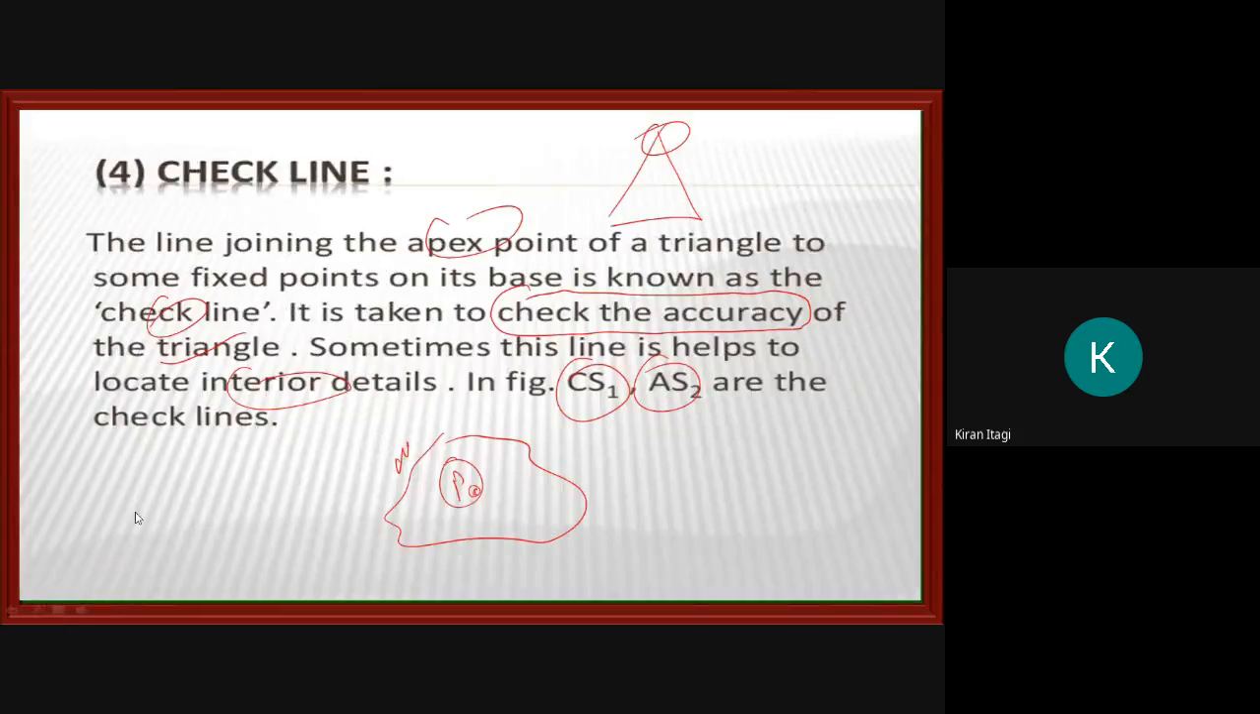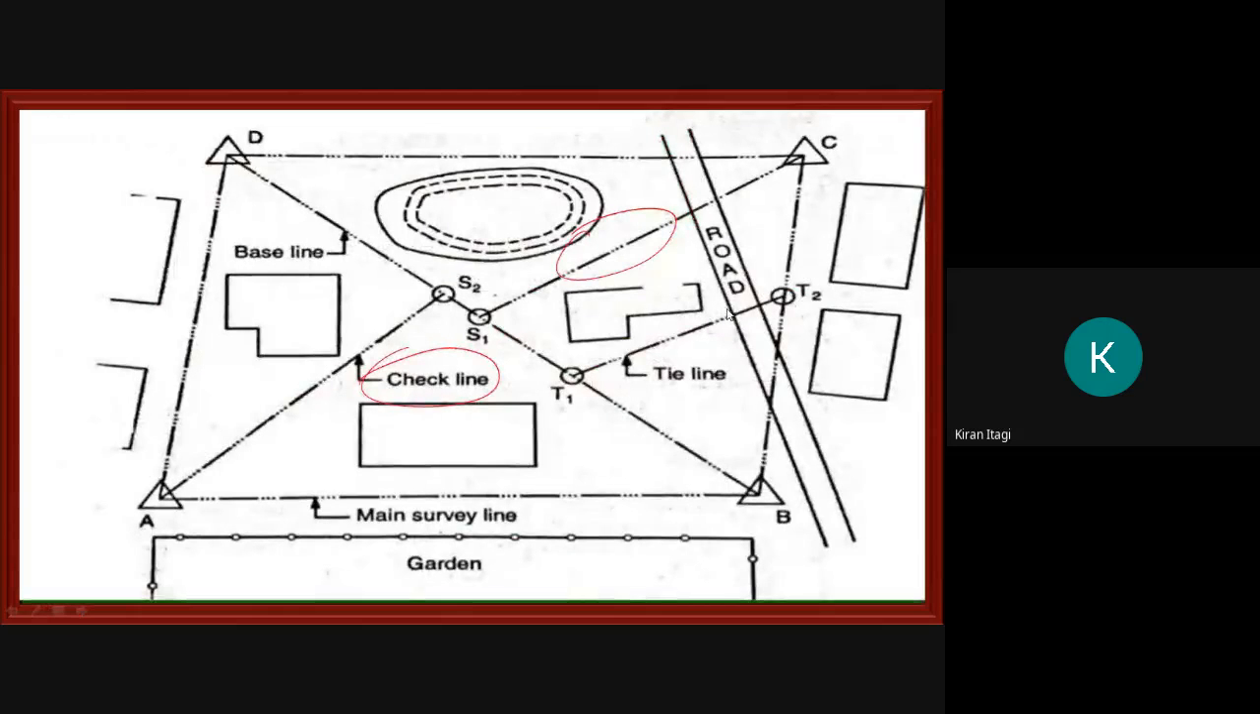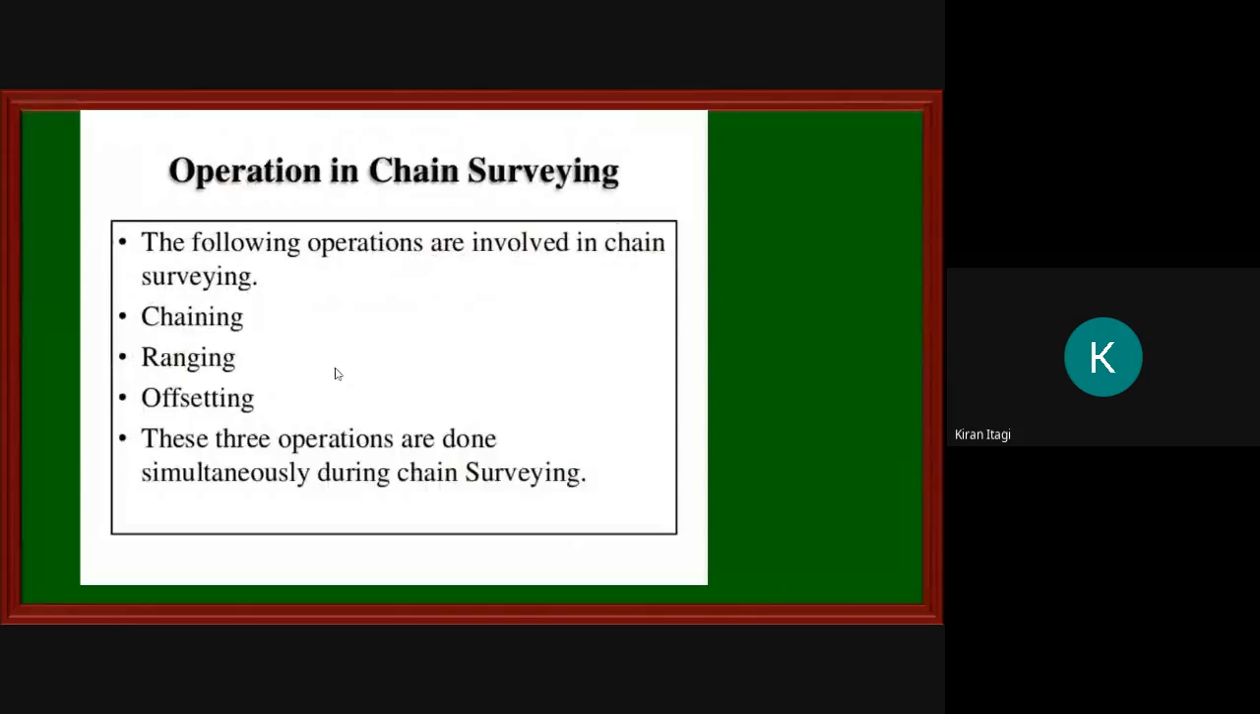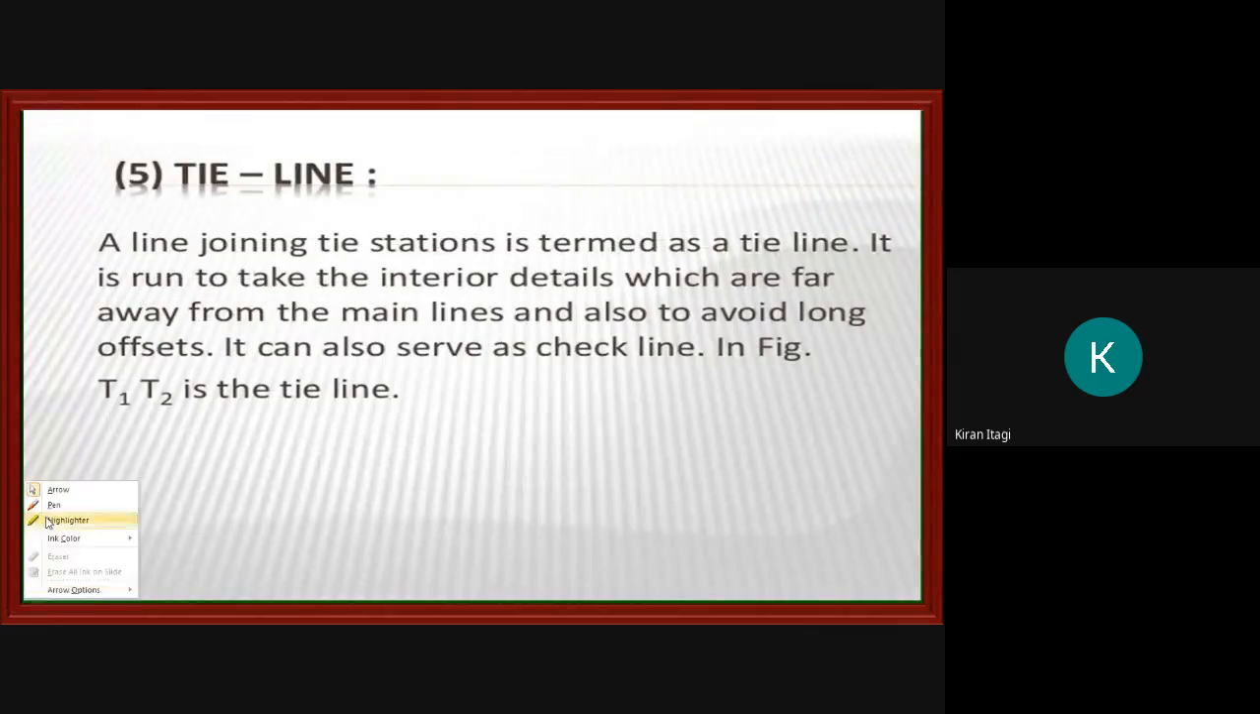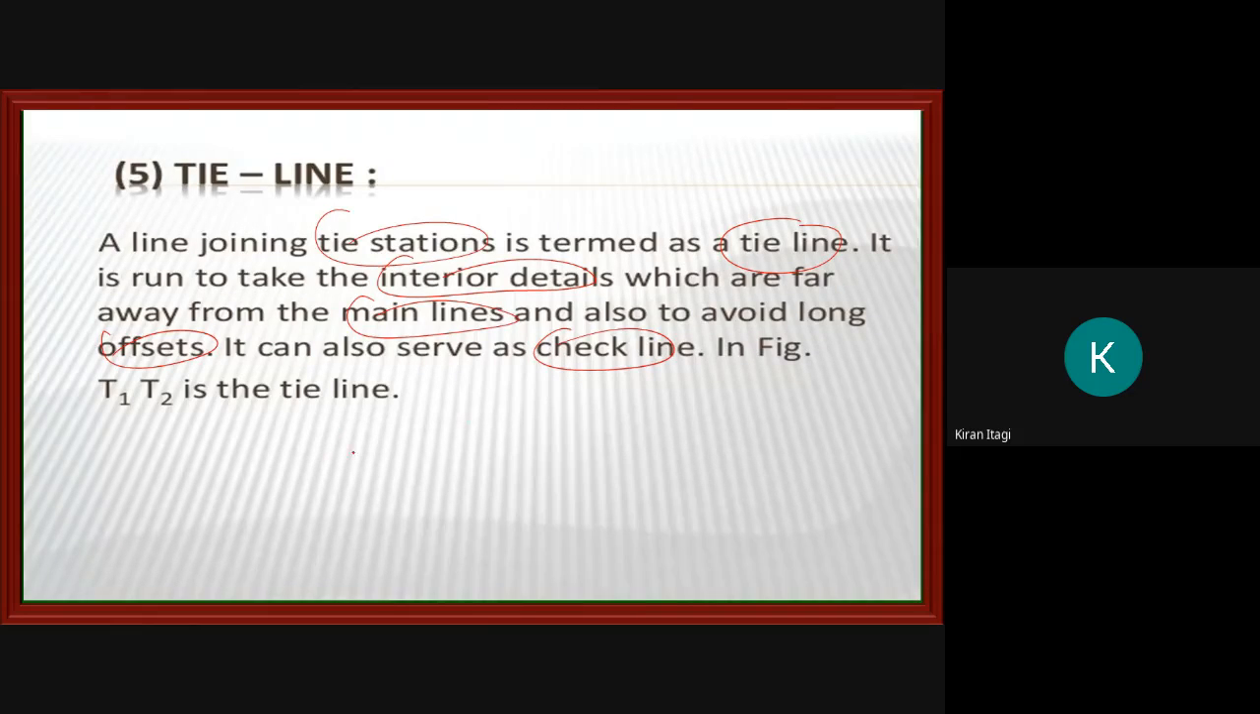Next one, tie lines. I will show it here only. You can see the tie lines between the two tie stations. The line joining the tie stations is termed as a tie line. These are run to take the interior details which are far away from the main survey lines. They also avoid long offsets. It can also serve as a check line. This was about the principles of chain surveying.